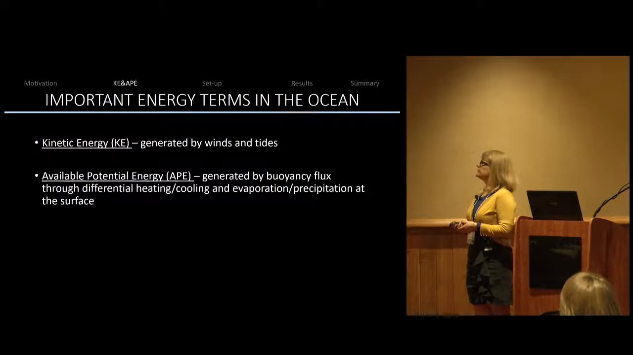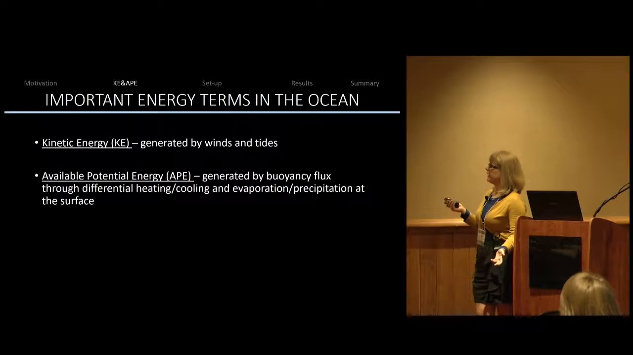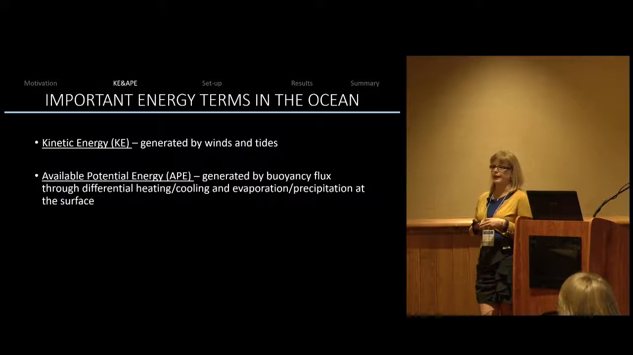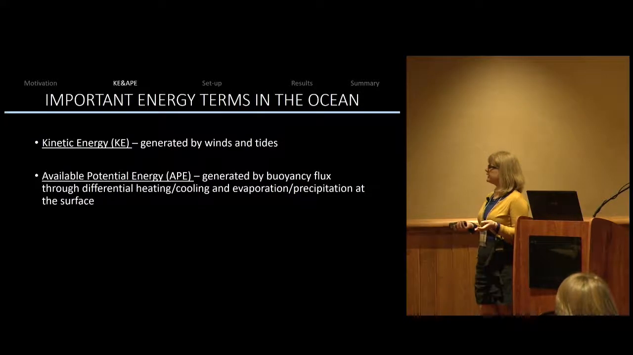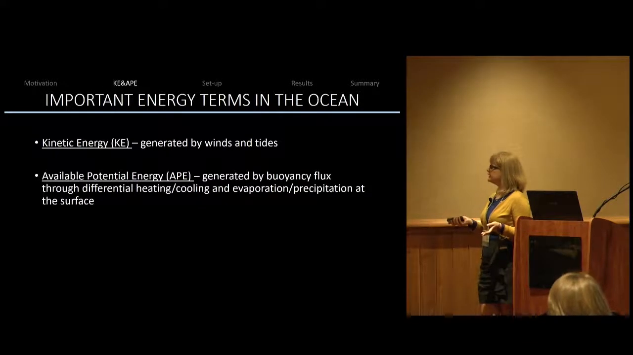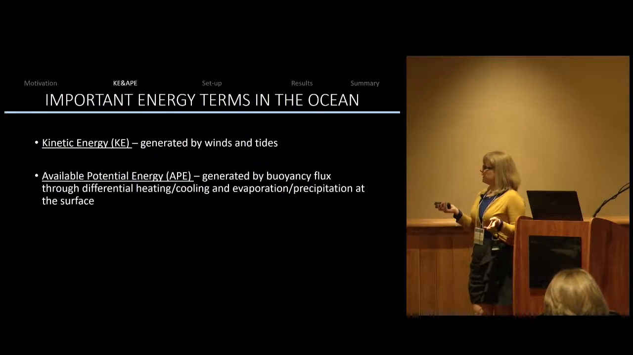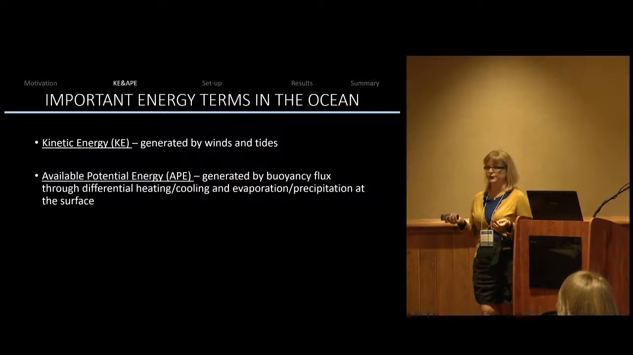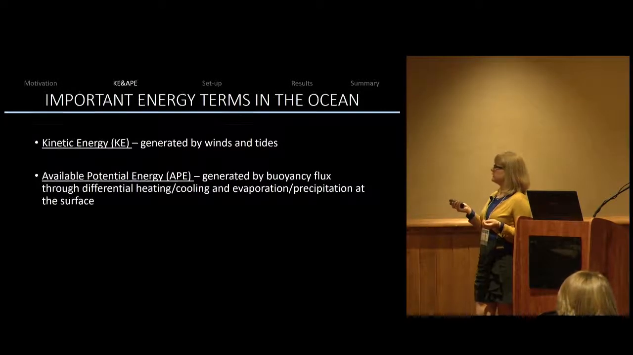Some of the important terms for the energy in the ocean: you have kinetic energy, which is generally generated by surface winds, and also can be generated by tides, both lunar tides and also internal waves and tides. To contrast with the kinetic energy, you have available potential energy, which is generated by buoyancy flux through differential heating and cooling, and also evaporation and precipitation at the surface. So this is basically the change of density at the ocean surface.